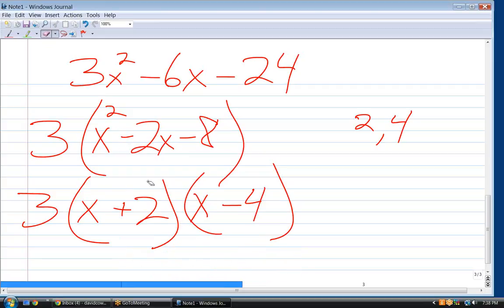We know the way you factor these things. We know that x times x equals x squared, and we know that 2 times 4 equals 8. So we're pretty confident of those going in. It's the middle term that's always in question.